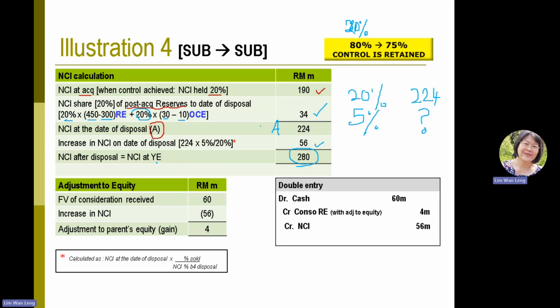And this NCI, you're going to bring it to the consolidated SOFP. So this same value that you make an adjustment between the owners will be taken to the tabulation to calculate whether you have a gain or a loss when you do this so-called adjustment between the owners.